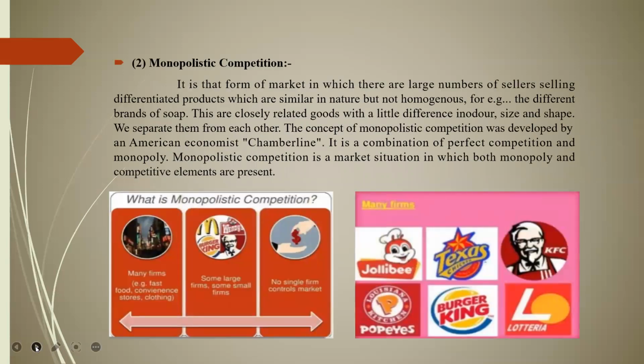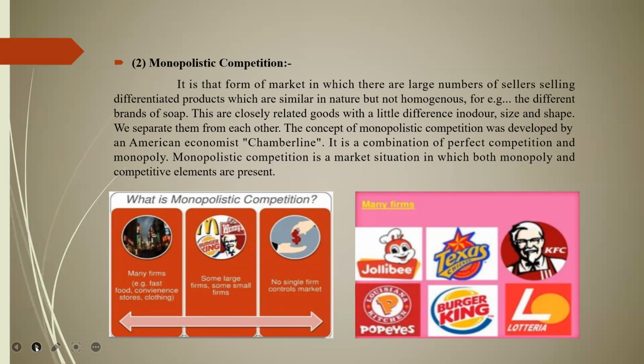The second type is monopolistic competition. It is the form of market in which there are a large number of sellers selling differentiated products which are similar in nature but not homogeneous. While monopoly is similar, monopolistic competition has differentiated products which are similar in nature but not homogeneous. For example, different brands of soaps are similar as soap, but there are so many brands which are differentiated by odour, size, and color. We separate them from each other.